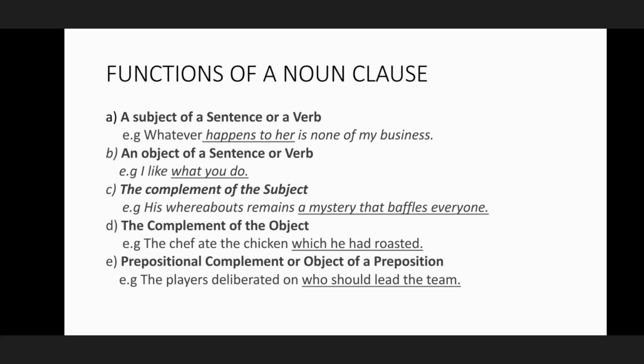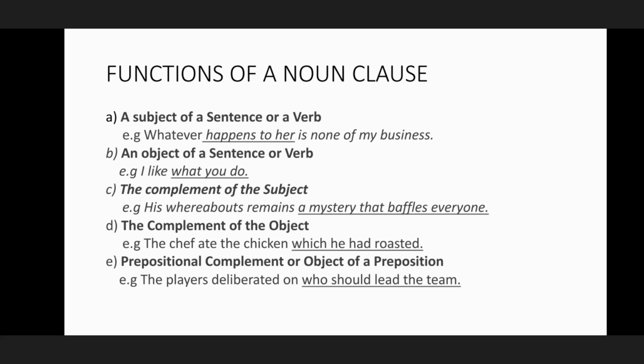Now moving to the next, we have a noun clause at the same time functioning as complement of the object. This also happens when we have the group of words called a noun clause coming before the direct objects of the sentence. So let's look at the sentence below it. "The chef ate the chicken which he had roasted."